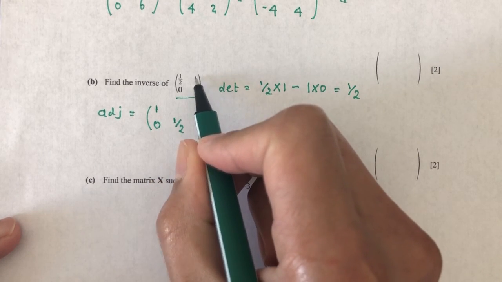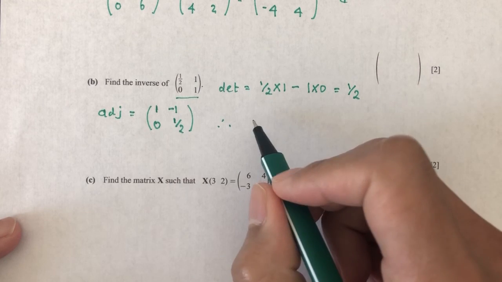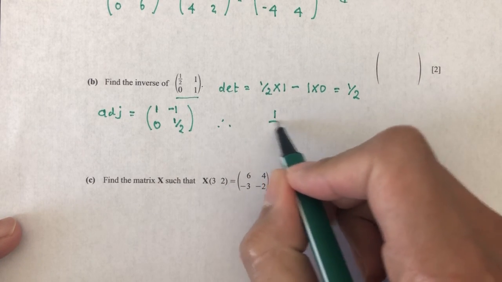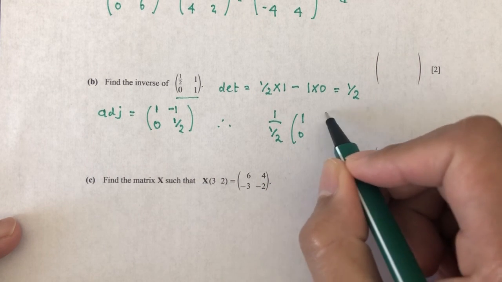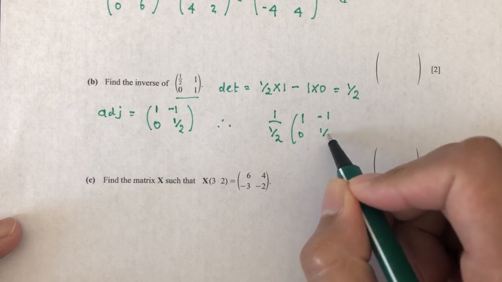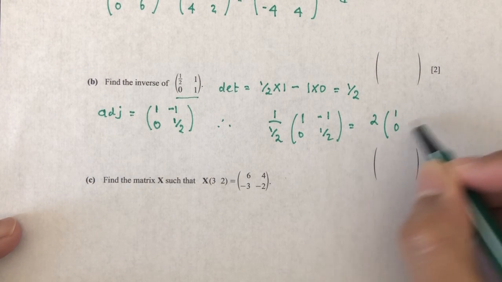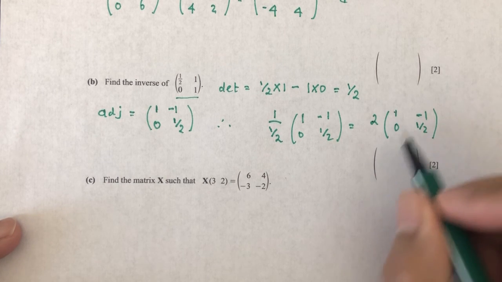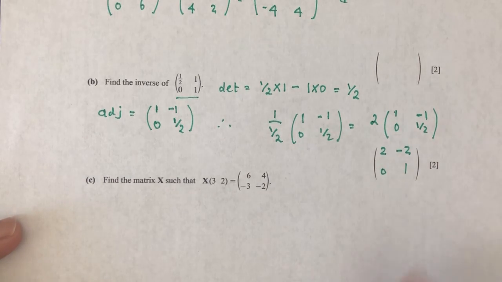1 becomes minus 1. Okay, so inverse of this matrix becomes 1 over determinant, which is half, 1 over half, times this matrix, minus 1, 1 over 2, which is equal to 2, 1, 0, minus 1, 1 over 2. So now we'll simplify, we'll bring this in, we'll get 2, 0, minus 2, 1. So that is your answer for part B.